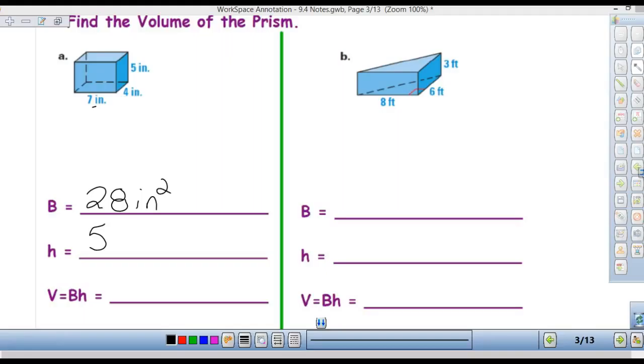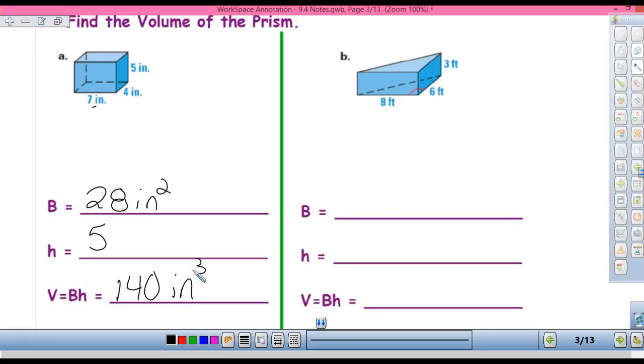So in this case, you should be punching that into your calculator. And we get 140. Now you're going inches cubed. That's how you are going to label volume.